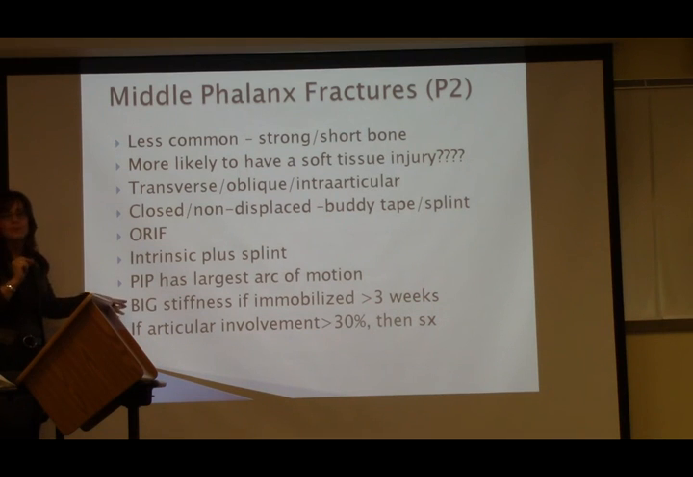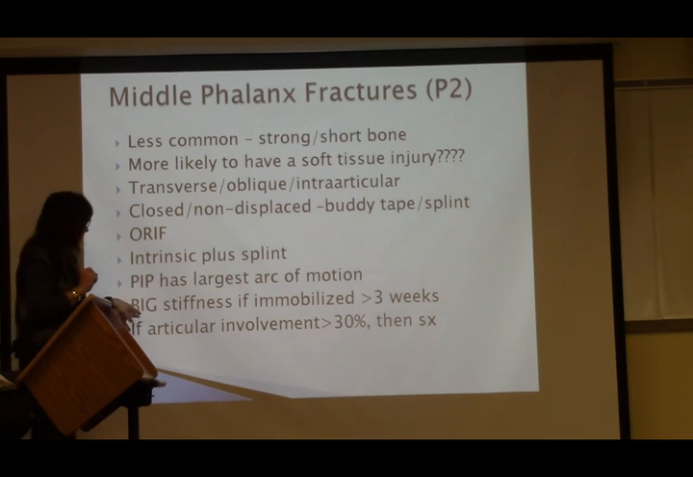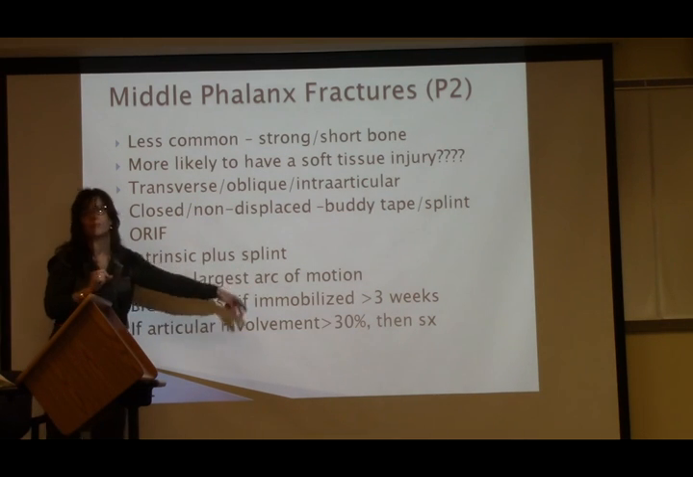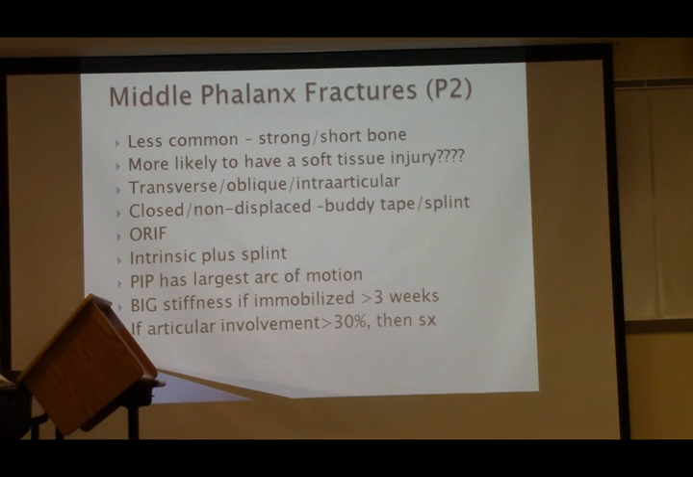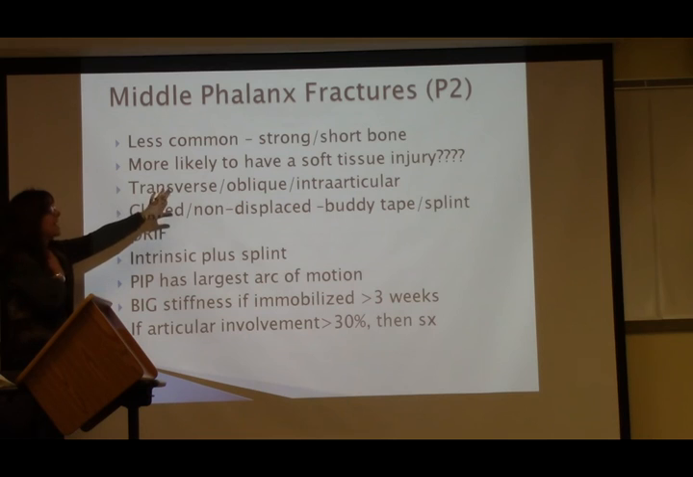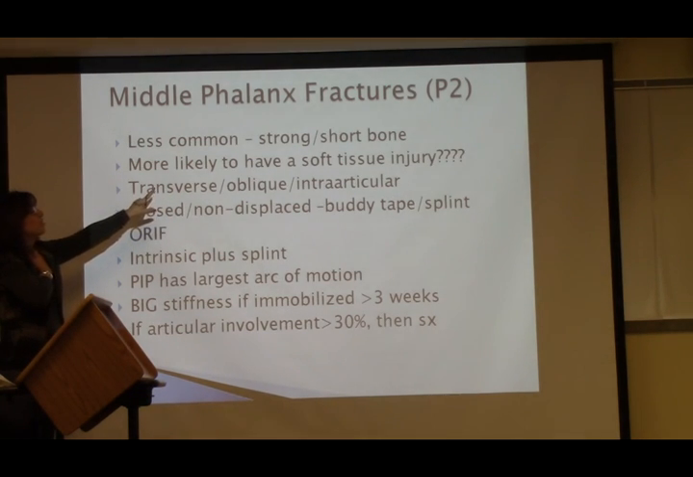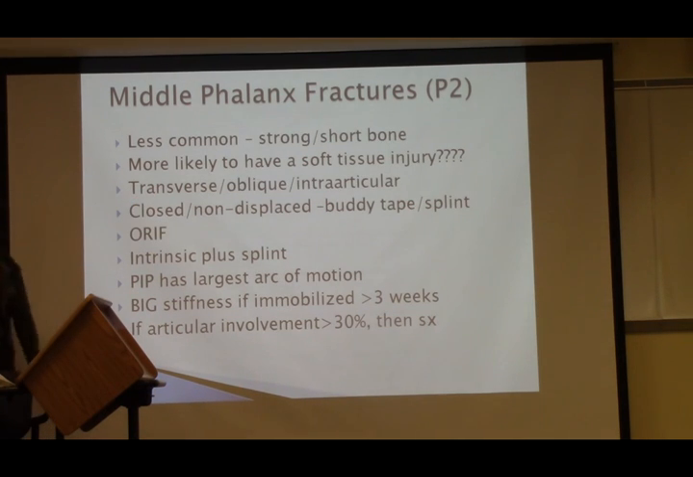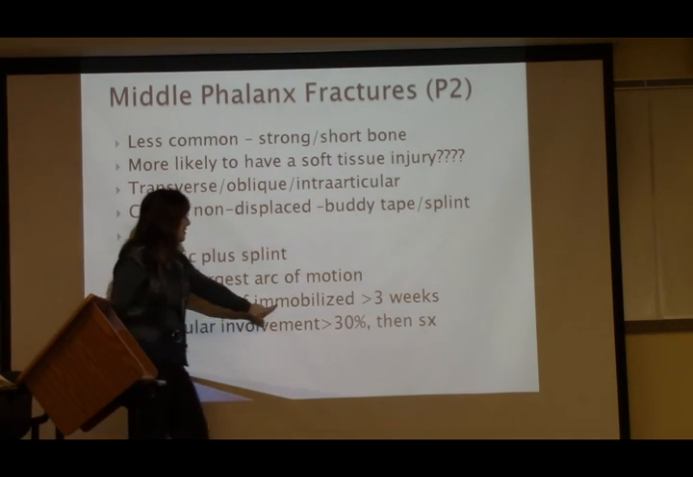They have to get moving right away, right? Big in capital letters, stiffness, if you have to immobilize for greater than 3 weeks. They're more likely to have soft tissue injury, right? What would be a soft tissue injury that would occur at the PIP joint? Central slip. How long do you have to immobilize the central slip? 6 weeks. 6 weeks. And what do we know about stiffness?